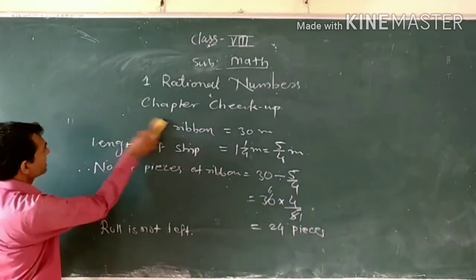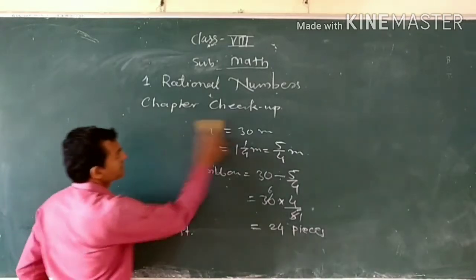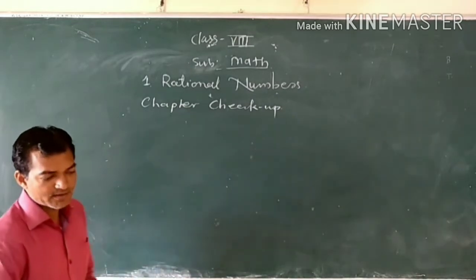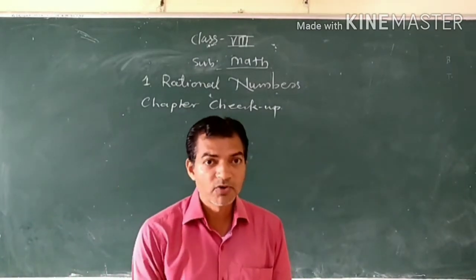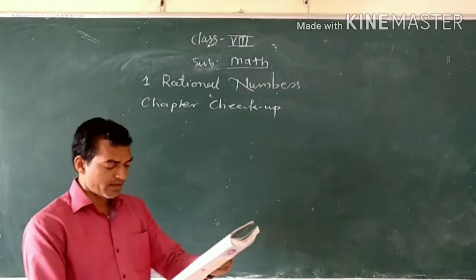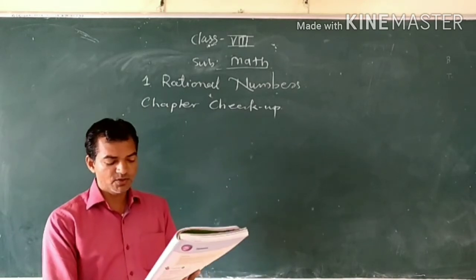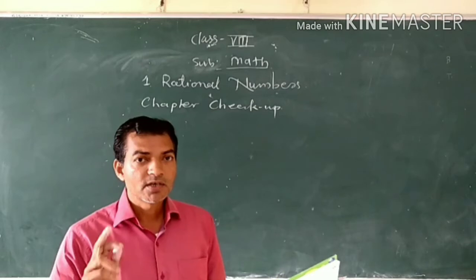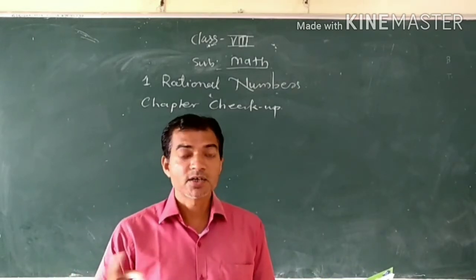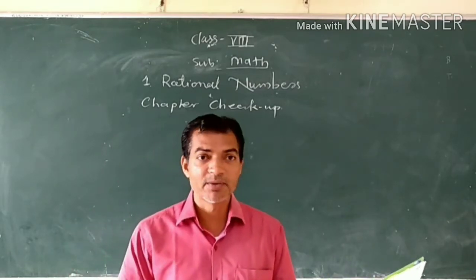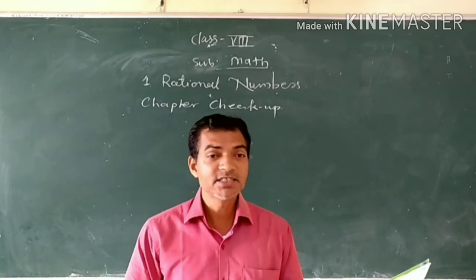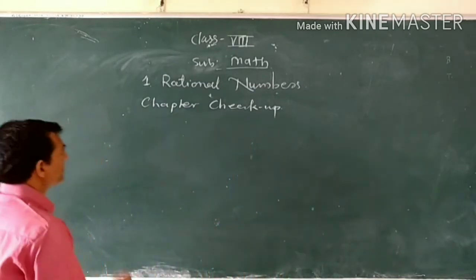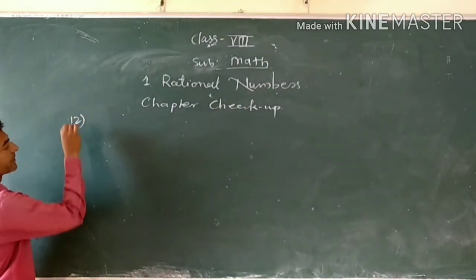Now the last question, 12. Question number 12. So first you have to write what is given. Okay. A shirt can be stitched using 2 integer 1 by 4 meter of cloth. For one shirt, how much cloth is required? 2 integer 1 by 4 meter. So for 9 shirts, how much cloth is required? Okay. So we have to write it like this.